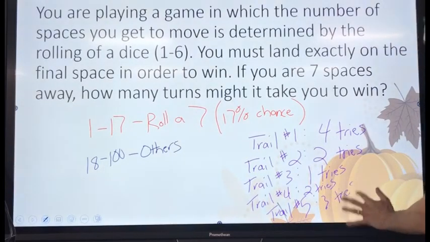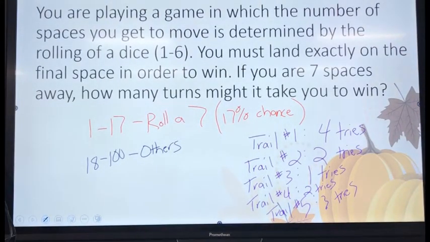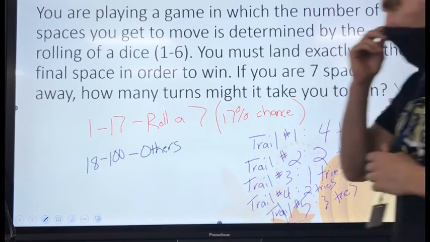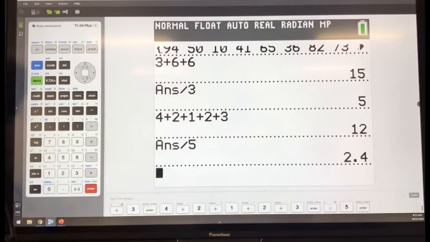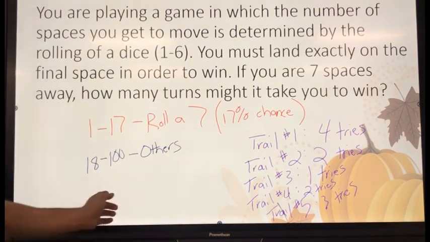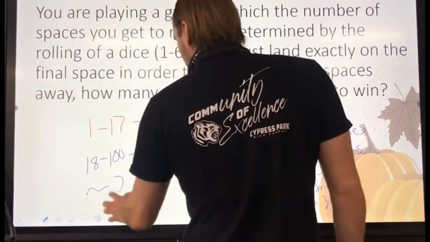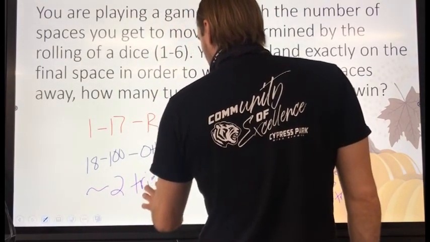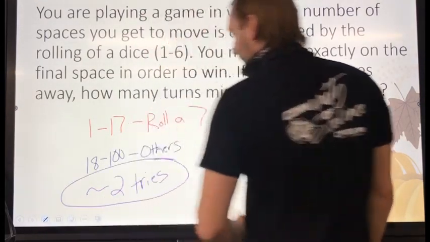So you would say it takes at least how many tries to roll a 7? 4. And you would say on average it took you how many tries? It takes me roughly 2.5 tries, 2.4. About 2 tries to roll a 7.